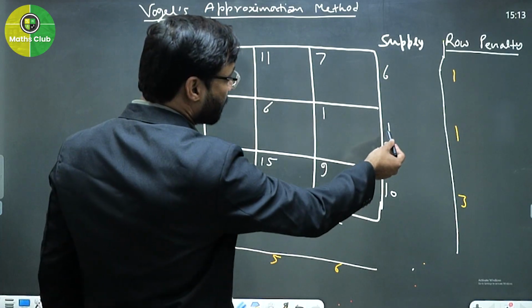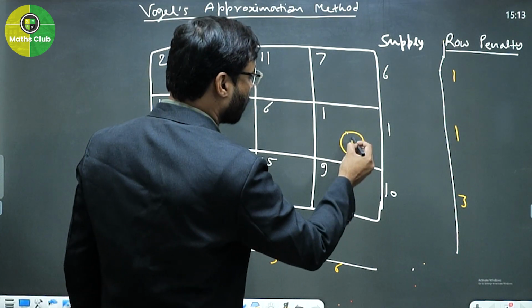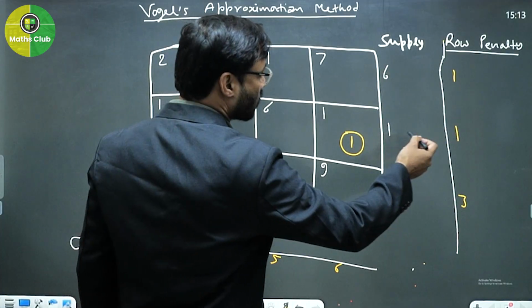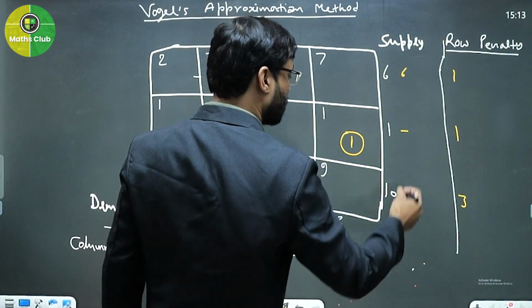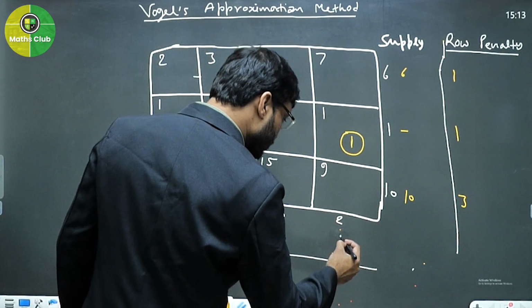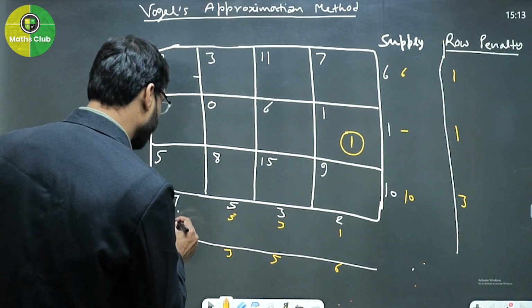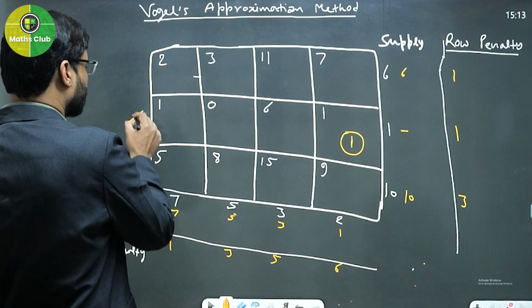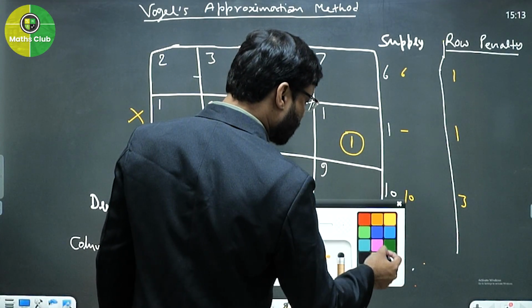Your supply is 1 and demand is 2. So yes, this cell can get the 1. And after that, update everything. Now your supply is done, so that row is finished. So simply update: your 6 remains, your 10 remains, and your 1 is finished, so 1 remains, and your 3. Update everything the same, 5 and 7, and this row has now been cancelled out. So after updating the table, repeat the process again.